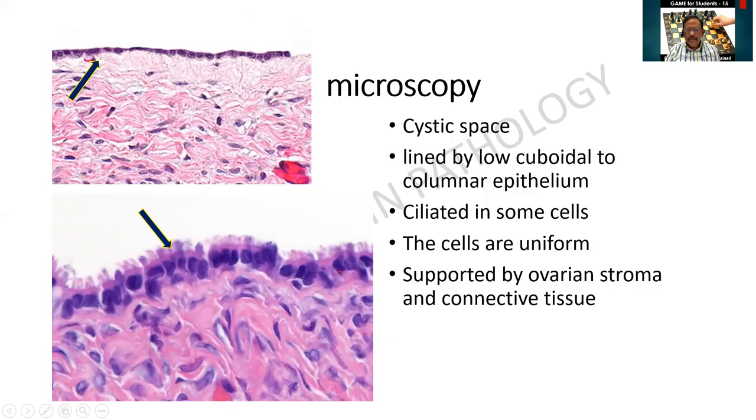And there's a higher magnification. Again, I'm finding a single layer, cuboidal epithelium. Sometimes it can be having a ciliated epithelium. And this is the ovarian stroma that is seen. So cystic space lined by low cuboidal to columnar epithelium, ciliated in some areas, the cells are uniform, supported by the ovarian stroma and connective tissue. This can be a slide for you in the examination.